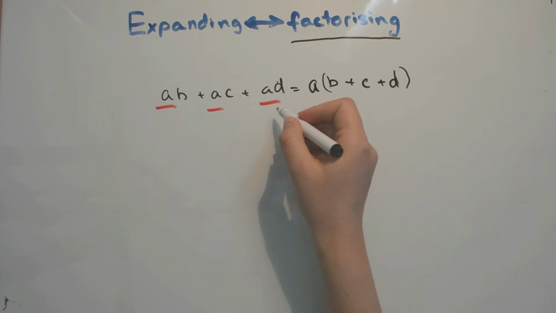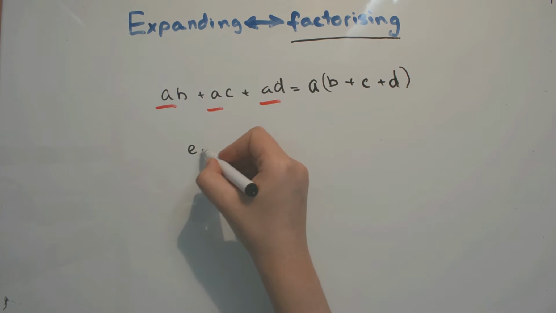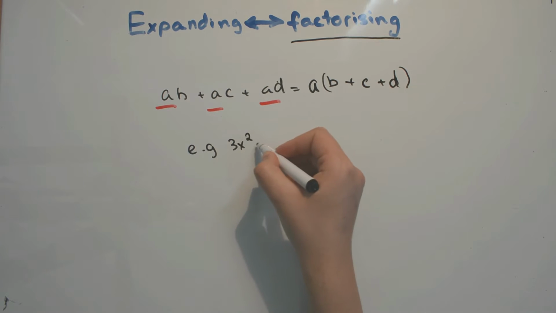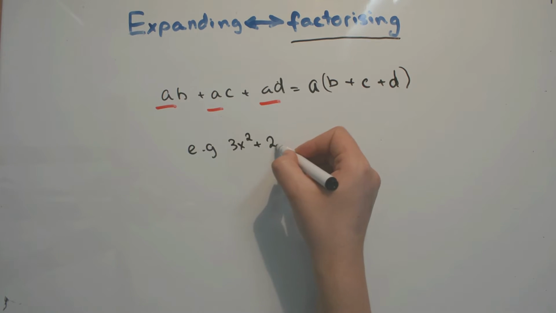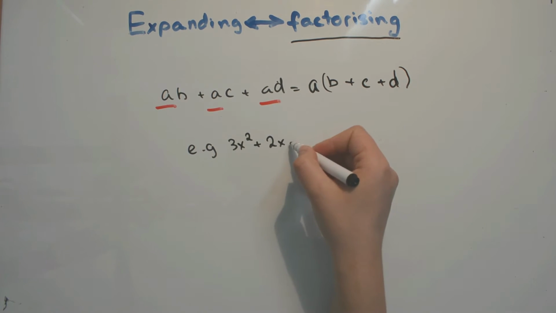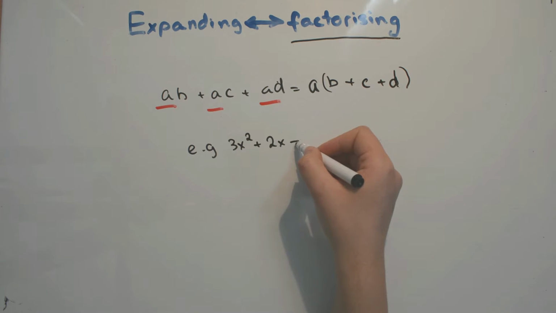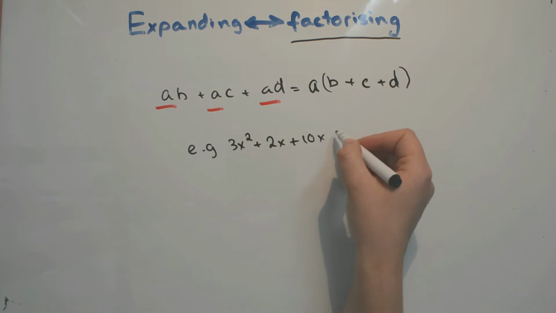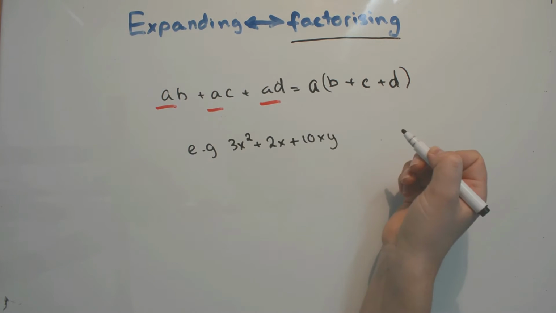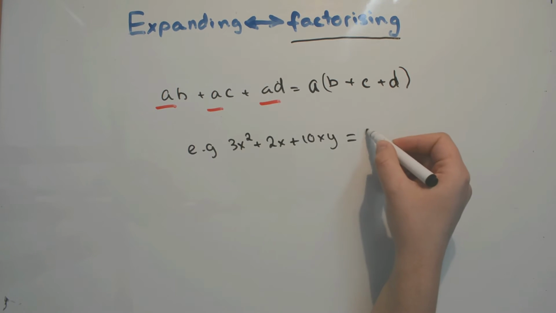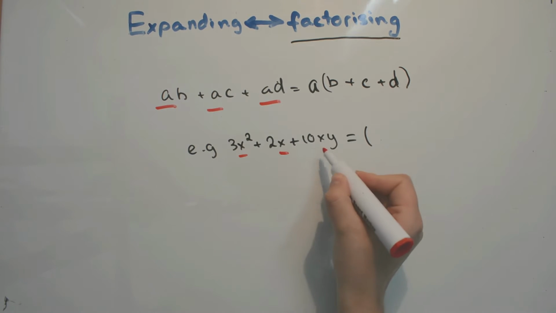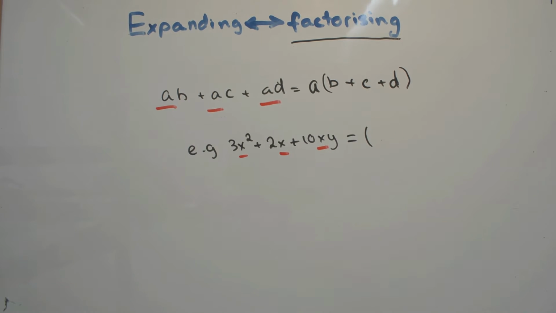Okay, so that's all. For example, let's look at 3x squared plus 2x plus 10xy. So do the numbers have any common factors? No, they don't, because there is no number that you can divide 3, 2 and 10 by, apart from 1. And the letters, they all have x in common, so x is going to be outside of the bracket.